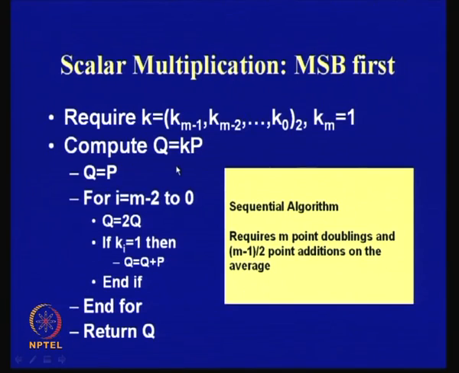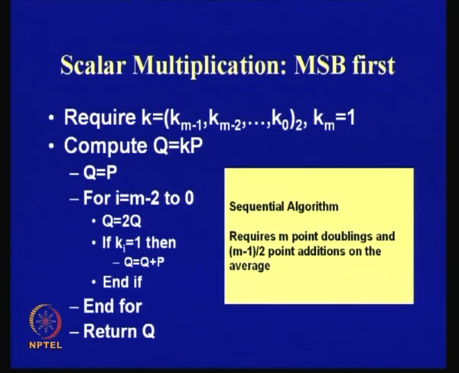Okay. So, a very simple way is what is known as the double and add algorithm. What we do is take this P and store it in a temporary register, call it Q, and for i equal to m minus 2 down to 0, we always do a doubling operation, and whenever there is a 1, we do Q equal to Q plus P, that is the point addition operation.